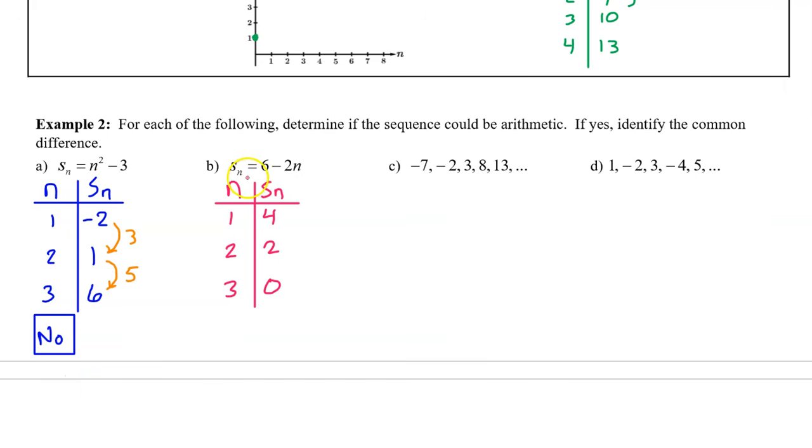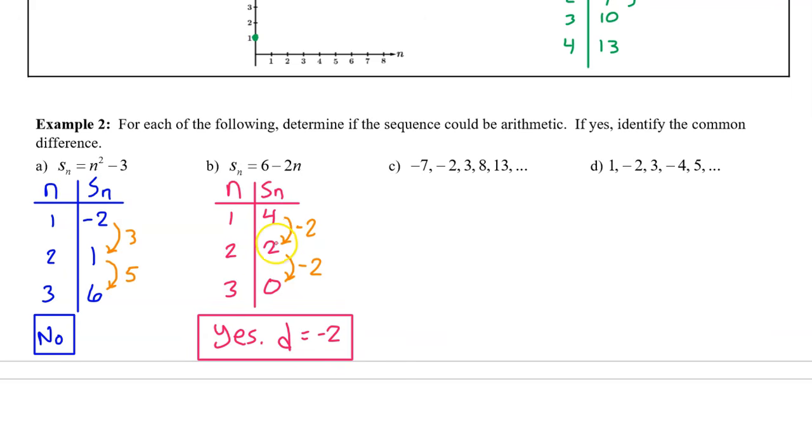For part B, consider the sequence defined by s_n equals 6 minus 2n. Here are the first 3 terms. This sequence is arithmetic because we see a common difference between successive terms. The common difference is negative 2, so d equals negative 2.